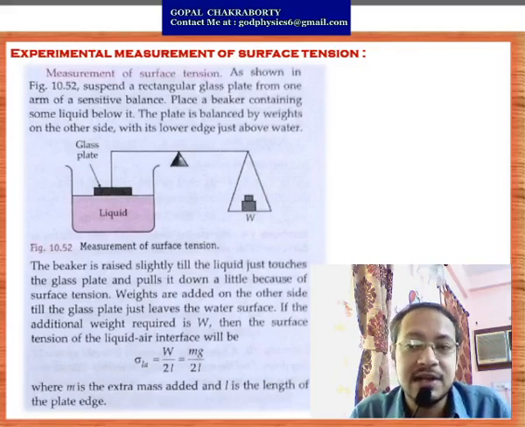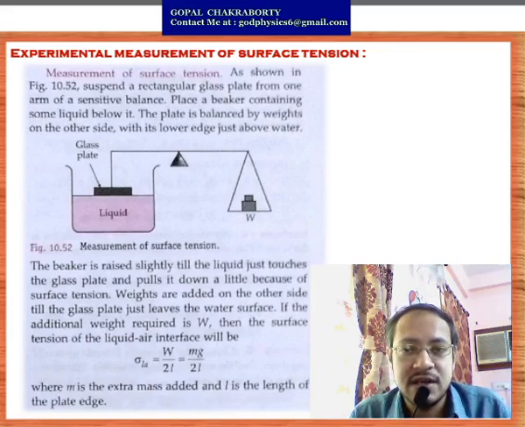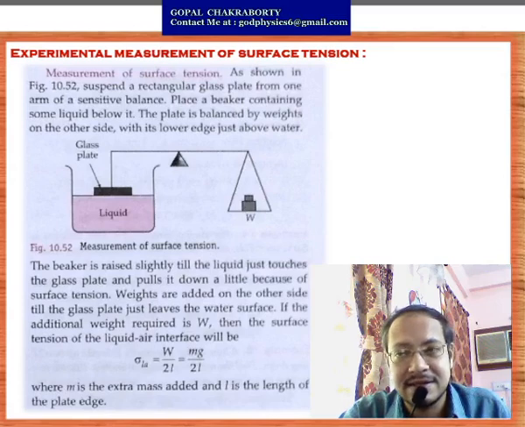If the additional weight required is W, then the surface tension of the liquid-air interface, sigma LS, equals W by 2L. As you know, W is a weight, so it is mg by 2L, where m is the extra mass added and L is the length of the plate edge. So this is the experimental setup.